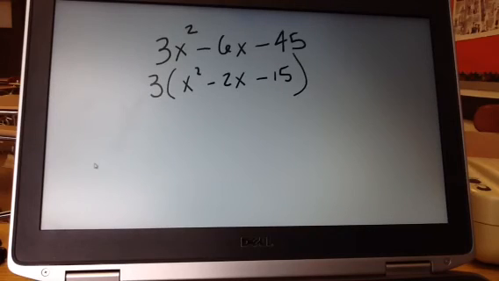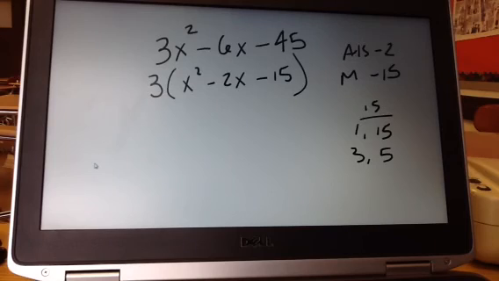Then I check to see if it's DOTS. It does not look like the difference of two perfect squares because it has 3 terms. Then I ask myself, is it a trinomial? So I need the numbers to add or subtract to negative 2 and multiply to be negative 15. So if you're not sure of your factors of 15, you might want to write them out. 1 and 15, 3 and 5, and that's it. I must, in this case, use 3 and 5.